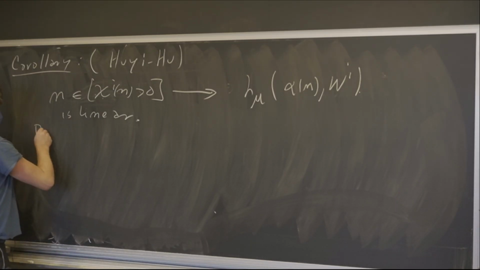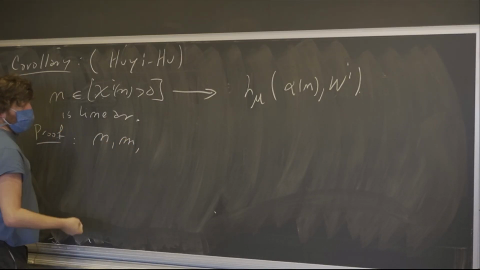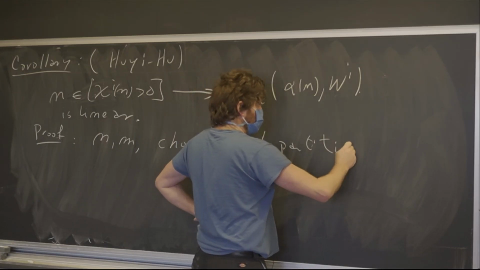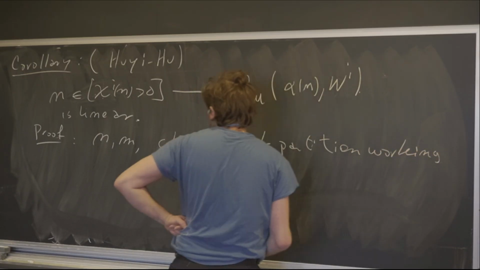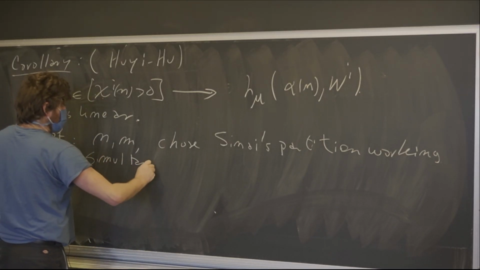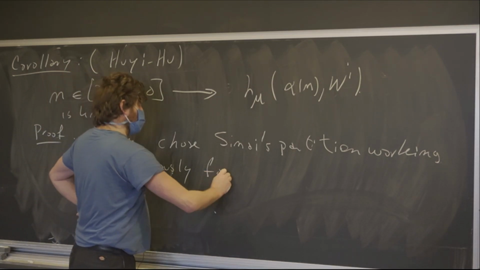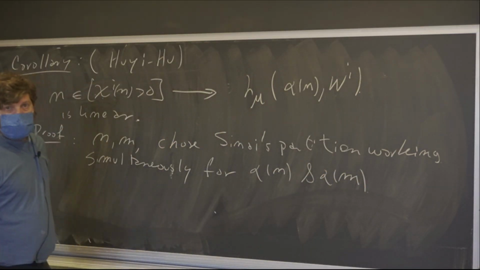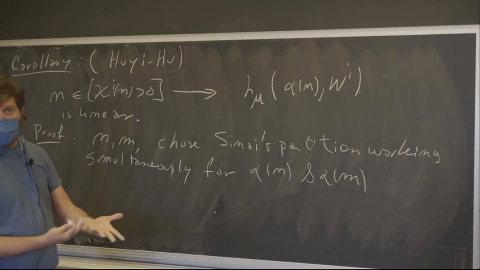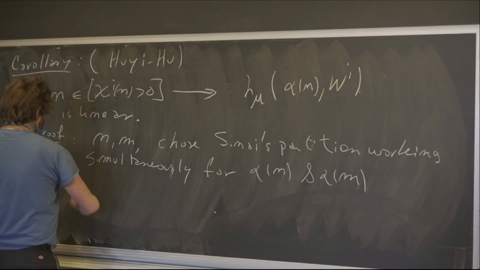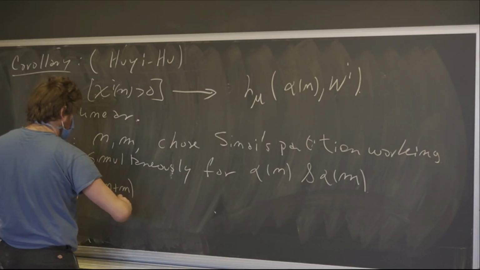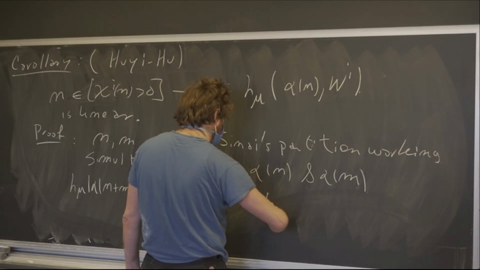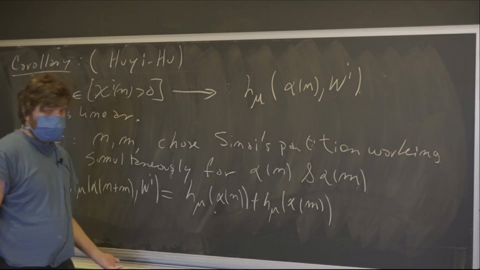So if I take n and m, choose the I partition working simultaneously for alpha n and alpha m, and use the definition, the inequality, and the basic formula we were discussing to obtain that h mu alpha n plus m is equal to, obtain this. Oops, wi.